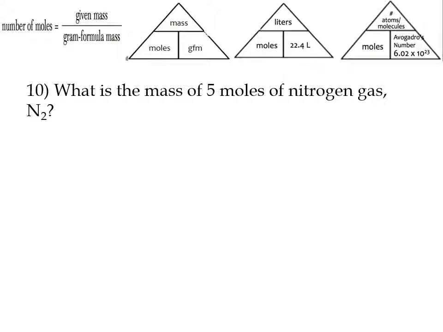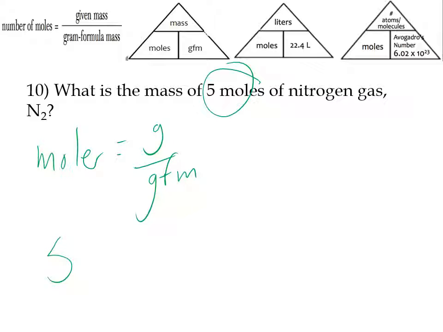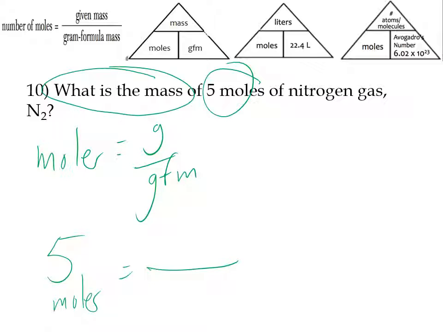Number 10, what's the mass of 5 moles of nitrogen gas? That's N2. Moles equals grams over gram formula mass. We are told we have 5 moles, so that's going to be my number right here, 5 moles equals grams over gram formula mass. Do I know what the mass is? I do not, because the question says, what is the mass? I'm going to leave that as grams. That means I have to be able to go look up my gram formula mass.